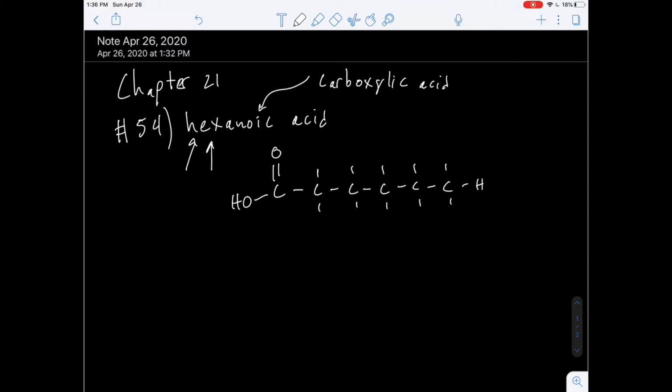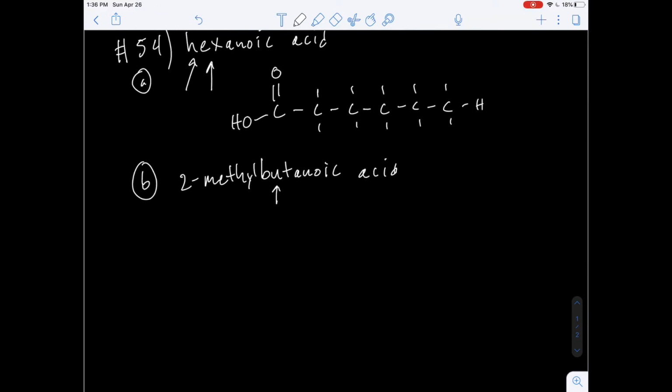The next one, that was A. B says, let me go back up here, 2-methylbutanoic acid. So again, oic acid, carboxylic acid. This time the but tells us the parent chain is 4 long. So we need to make sure we have 1, 2, 3, 4.